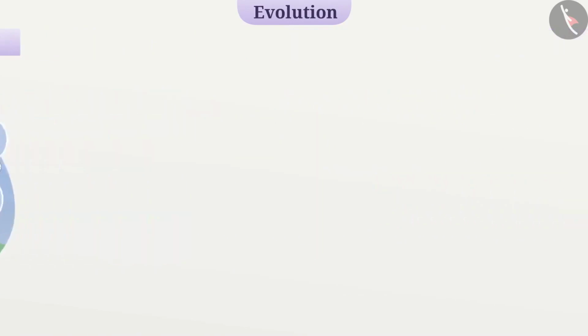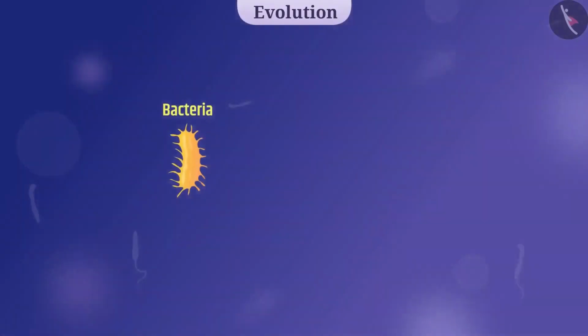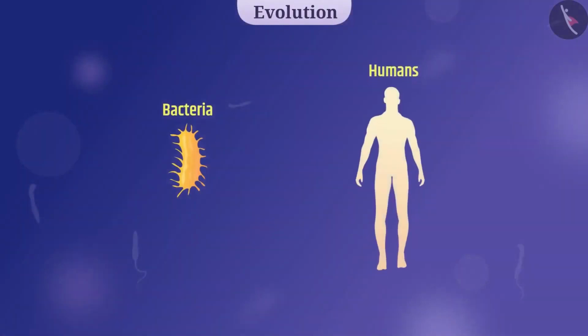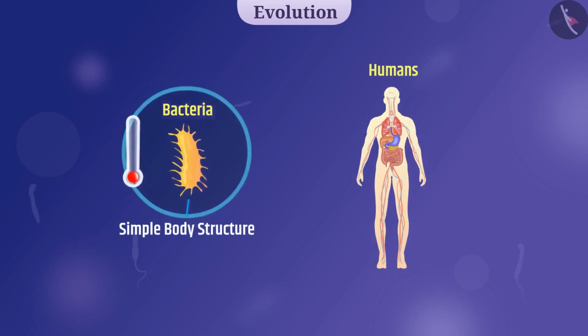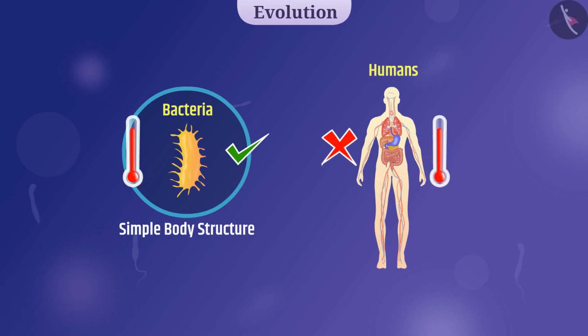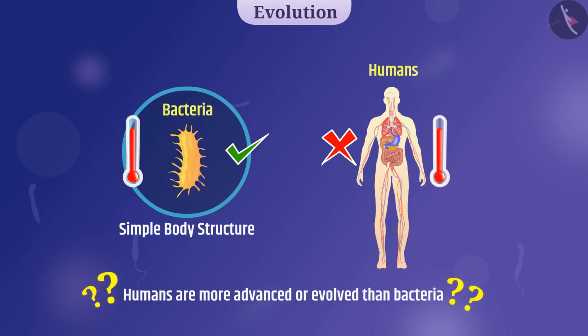For example, bacteria are ancient creatures as compared to humans. Bacterial body structure is much simpler than human body structure. But bacteria can survive in extreme heat. However, humans can't. So, would it be fair to say that humans are more advanced or evolved than bacteria? Discuss this with your friends.